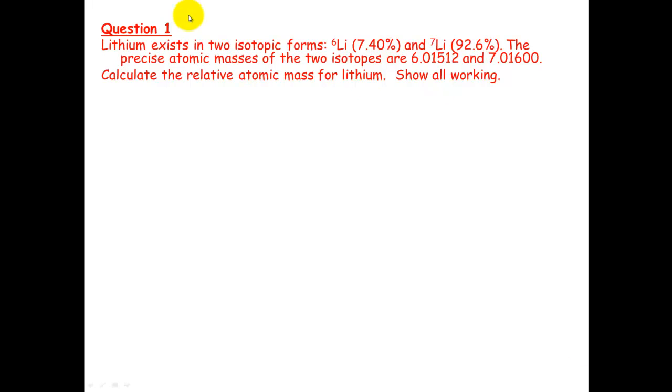So, lithium exists in 2 isotopic forms. Lithium-6, which has an abundance of 7.40%, and lithium-7, which has an abundance of 92.6%. The precise atomic masses of the 2 isotopes are: lithium 6 is 6.01512 and lithium 7 is 7.01600. Calculate the relative atomic mass.